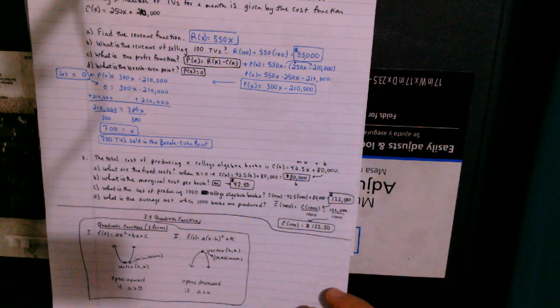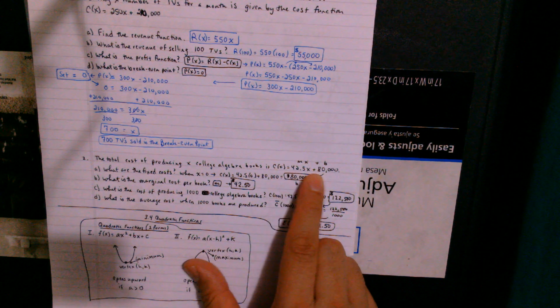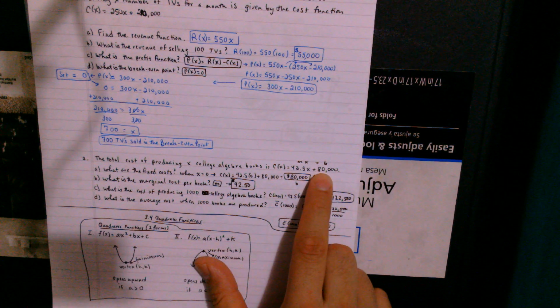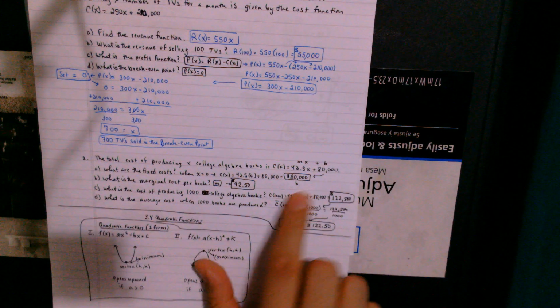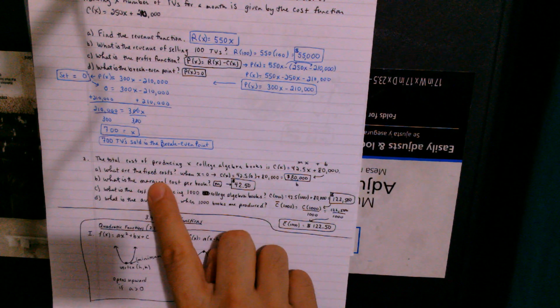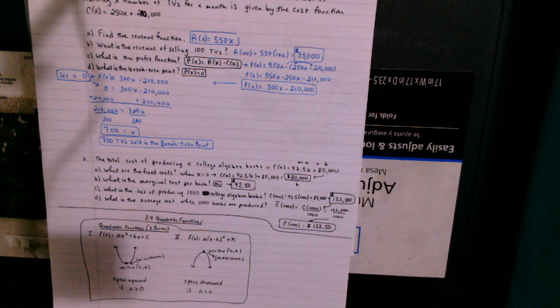The total cost of producing a number of college books is C of X equals 42.5X plus 80,000. What are the fixed costs? The fixed cost is the 80,000, the b, the part when X is zero. What is the marginal cost? It's the slope, the m, $42.50.